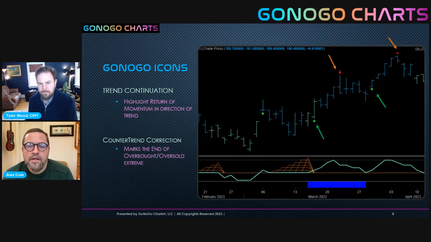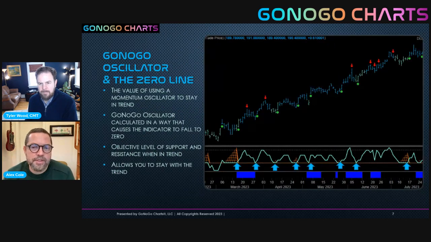Now, these are not a reversal signal. These are not saying, hey, we're going to enter a no-go trend. Remember, this is a counter trend correction within a go trend. And then what would we do? We would look to the zero line and see if we get a green circle that follows that counter trend correction icon. But depending on who you are and depending on what you're trying to do, those could, of course, be appropriate times to maybe lessen positions or to get out of a situation there.